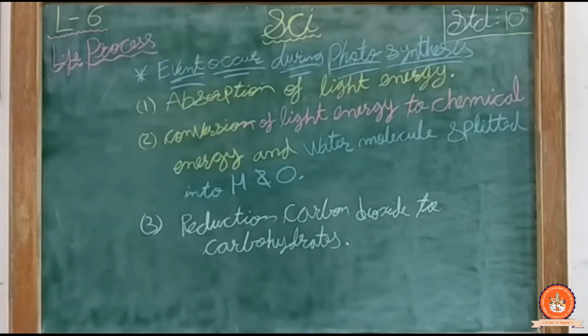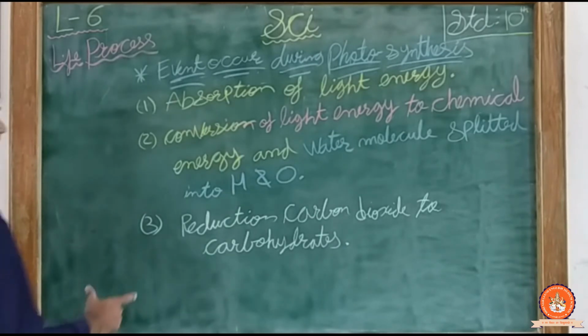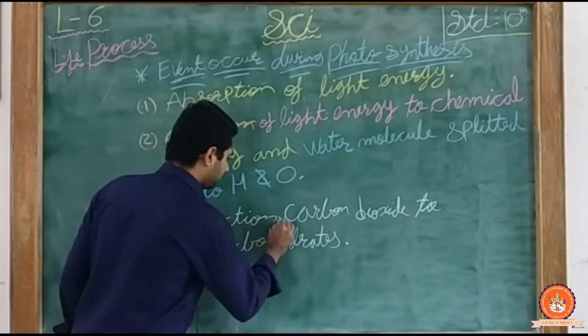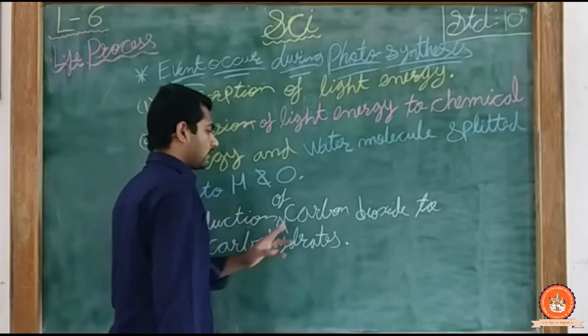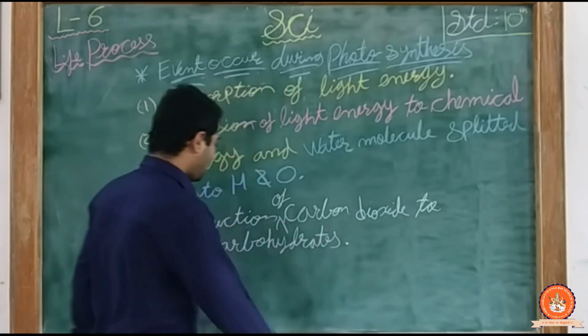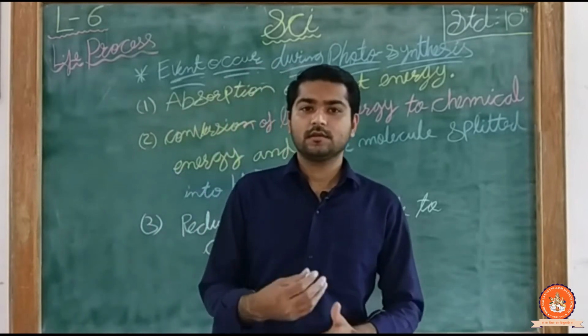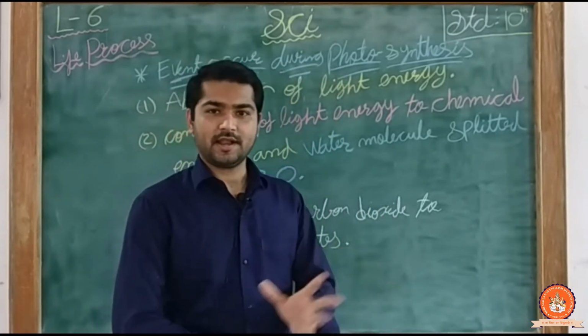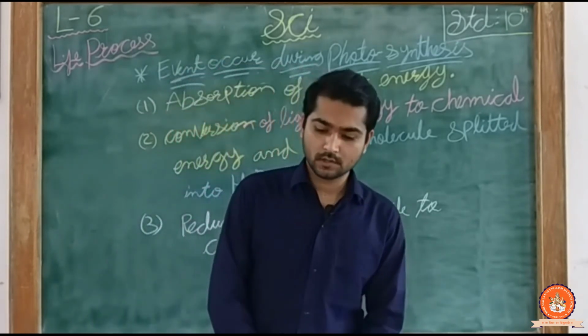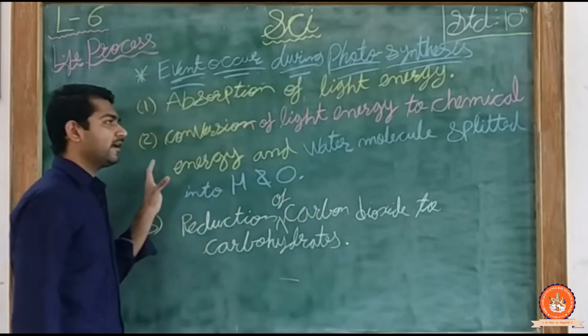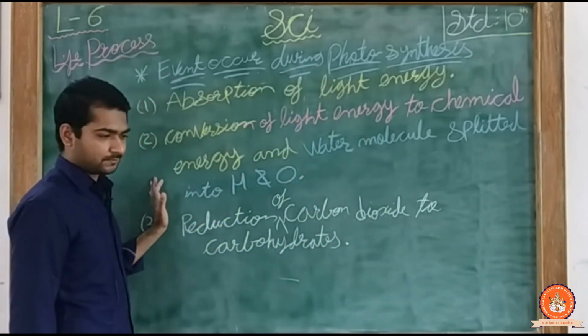Now the third point is reduction of carbon dioxide to carbohydrate, which I already told you in the chemical reaction. I already wrote it before this. So these are the events that occur during photosynthesis.